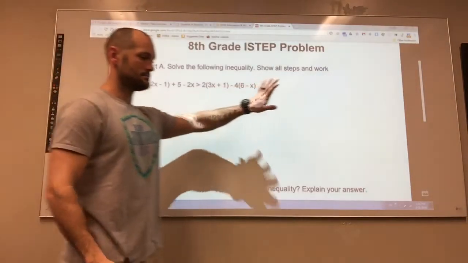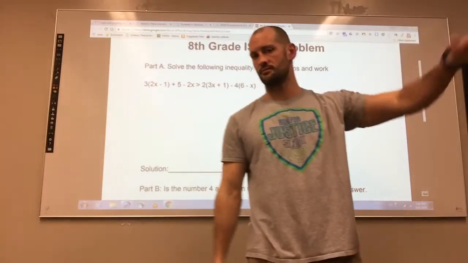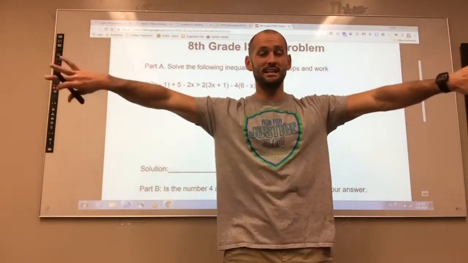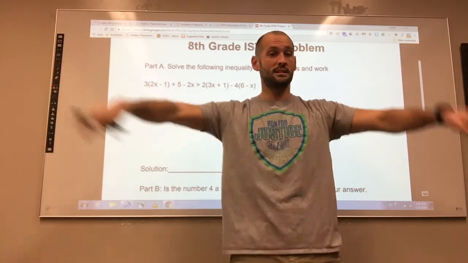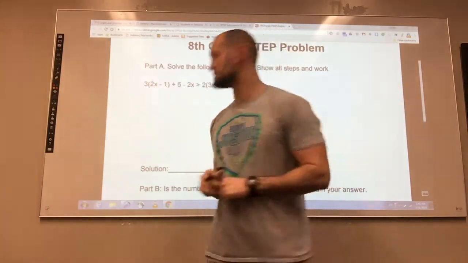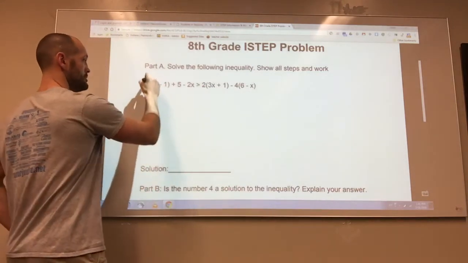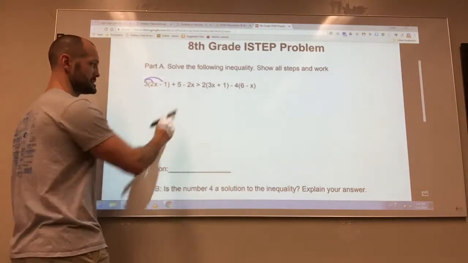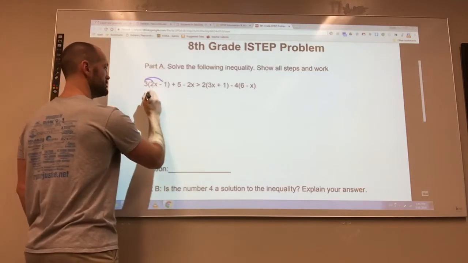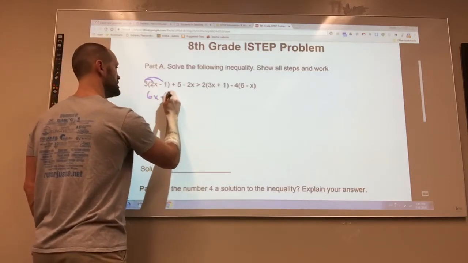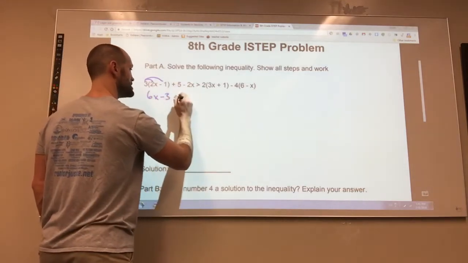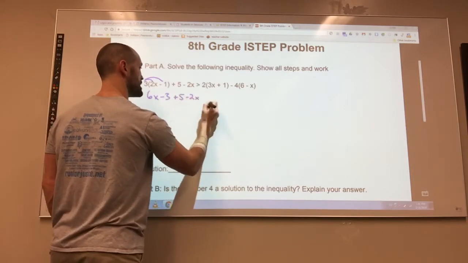Order of operations. This is something I told my classes for years. Simplify each side before moving things side to side. All right, so let's do it. I'm only going to look at the left side first. I will distribute, because multiplication comes before addition or subtraction, leaving me with 6x minus 3. These did not change. Plus 5 minus 2x.